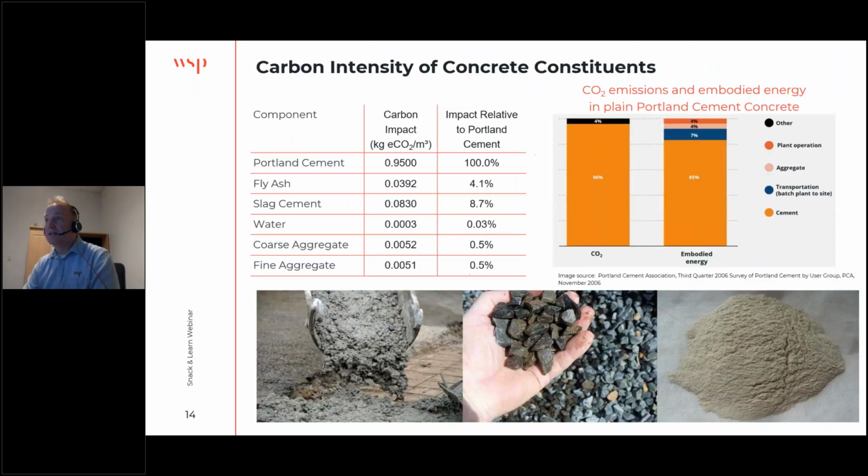And the carbon intensity of the different concrete constituents does vary quite substantially. And the impact that can be seen here relative to Portland cement, some of them are minuscule in comparison. In the embodied energy, if you look at the embodied energy in this particular slide, the cement is in the order of 85% of the embodied energy, whereas the aggregate is even less than the amount of CO2 emissions that it takes to transport the concrete from the batch plant to the job site. So it is a very large amount.